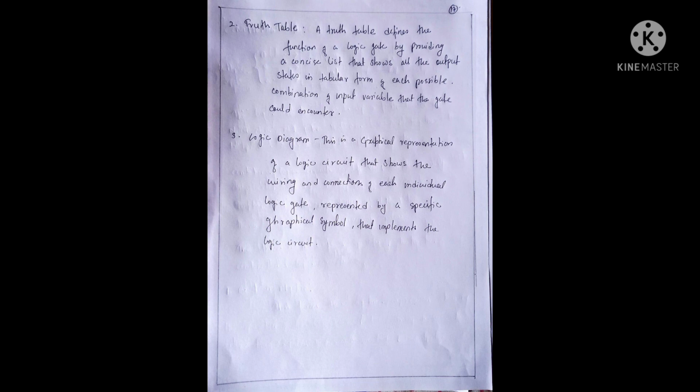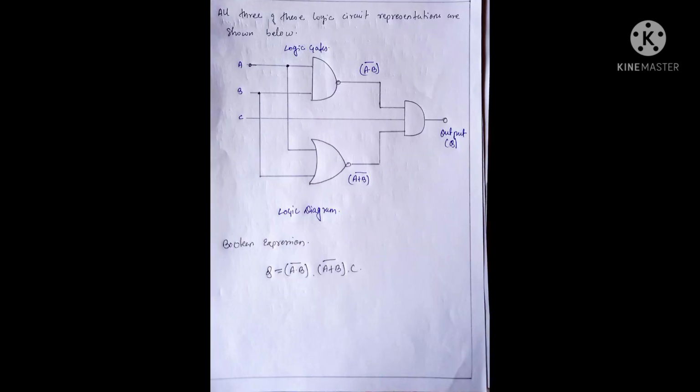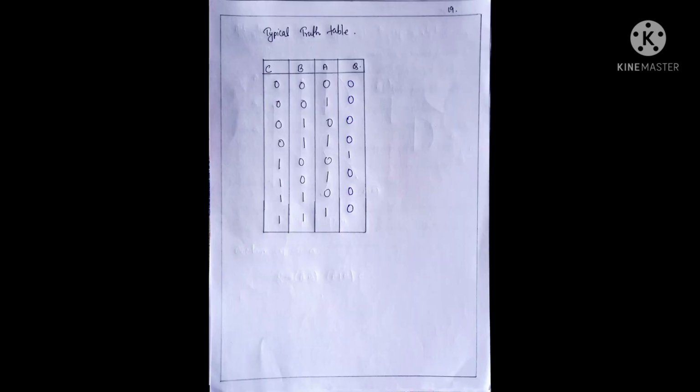And lastly, logic diagram. This is a graphical representation of a logic circuit that shows the wiring and connections of each individual logic gate, represented by a specific graphical symbol that implements the logic circuit. All three of these logic circuit representations are shown below in the logic diagram. The Boolean expression of this diagram is Q equals A dot B dash into A plus B dash dot C. And here is the typical truth table of the combinational circuit.